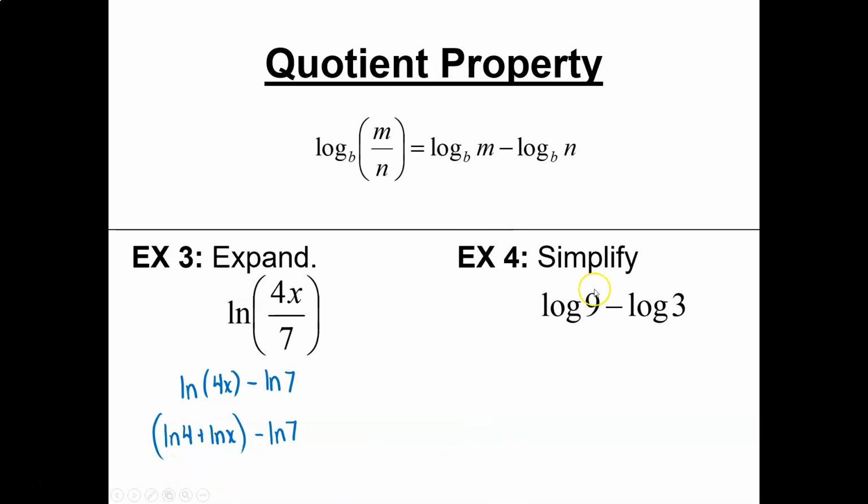Okay, so if I see something like log of 9 minus log of 3, they've got the same base, so I can combine those and make this log of 9 divided by 3, which of course is just log of 3. Okay, everybody with me there? Any questions?